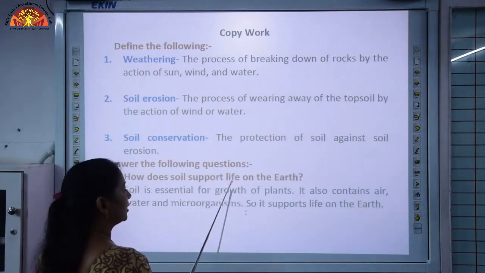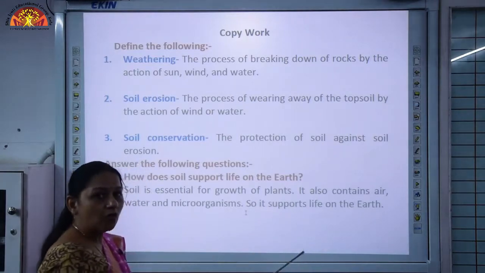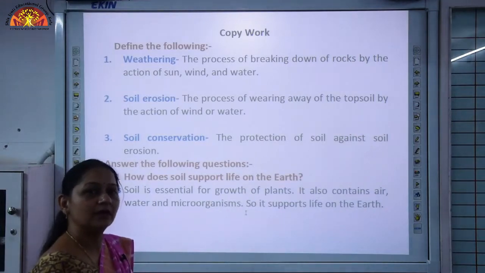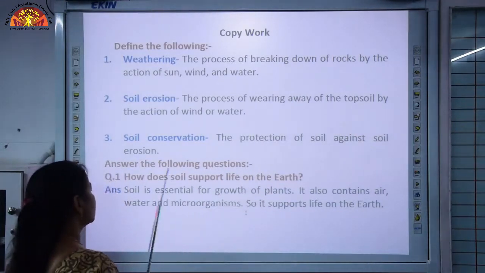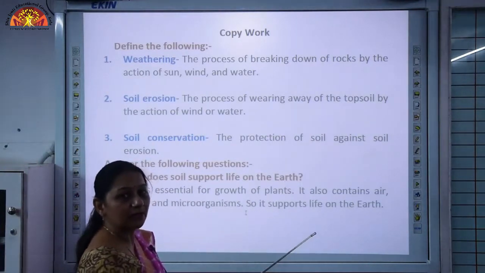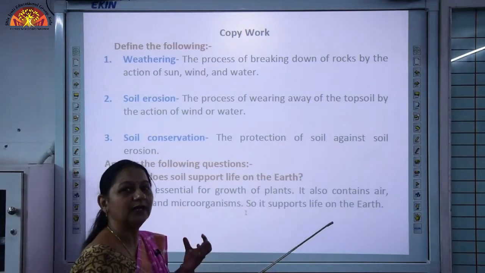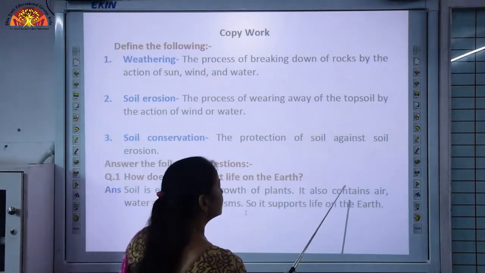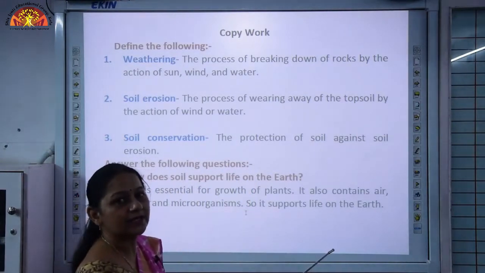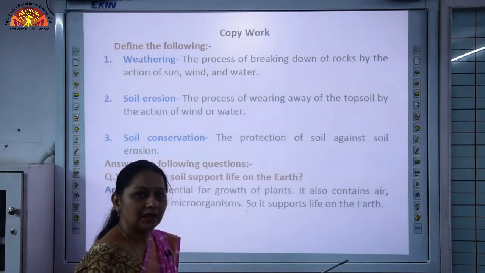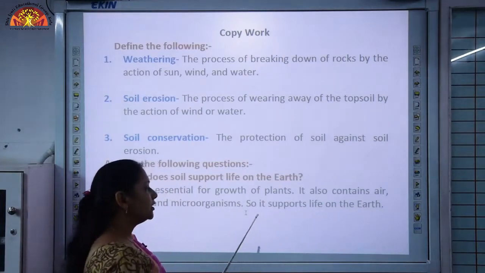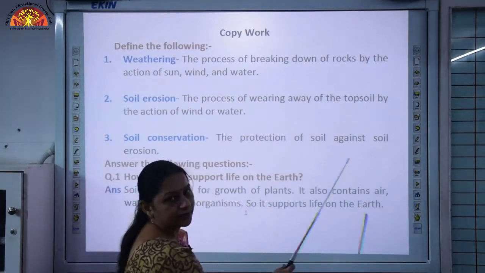How does soil support life on the earth? How is soil supporting the life on the earth? Humans and animals, we all are dependent on soil. How is it important? Soil is essential for growth of plants because they take up the water and minerals from the soil. It also contains air, water and microorganisms. Some microorganisms also develop in the soil. Some animals too make their homes in the soil. So it is supporting life on the earth.